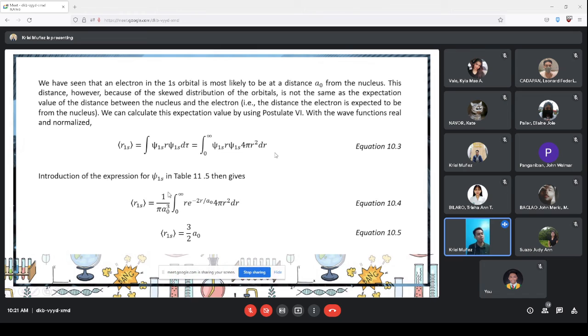So introduction of the expression for psi 1s in table 11.5 then gives r 1s is equal to... yung psi 1s natin class is the first one that you would see sa table 11.5 natin, ano. So this would give you r 1s is equal to 3 halves multiplying the Bohr radius. So yung Bohr radius natin class, this is a constant. Again, ito yung binigay sa atin ni Bohr, but not necessarily sinusunod ng lahat ng atoms natin.